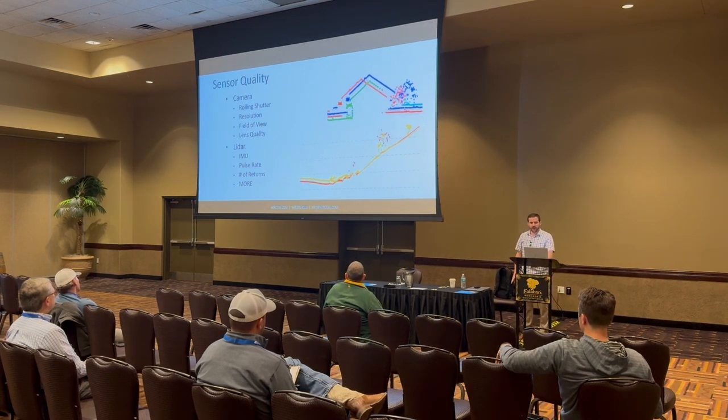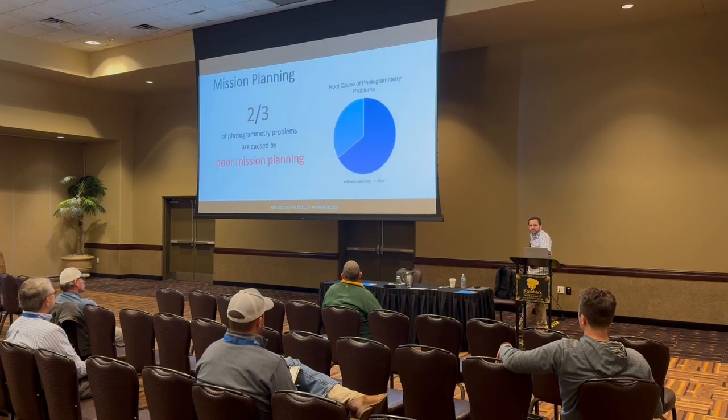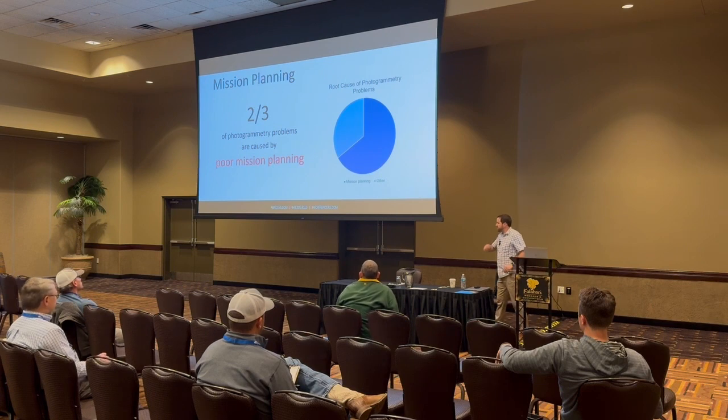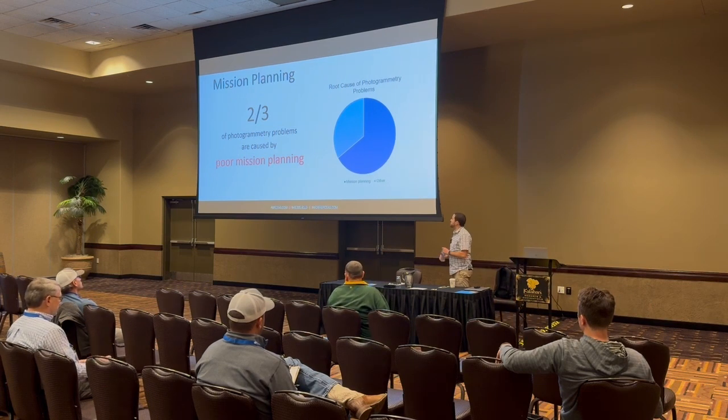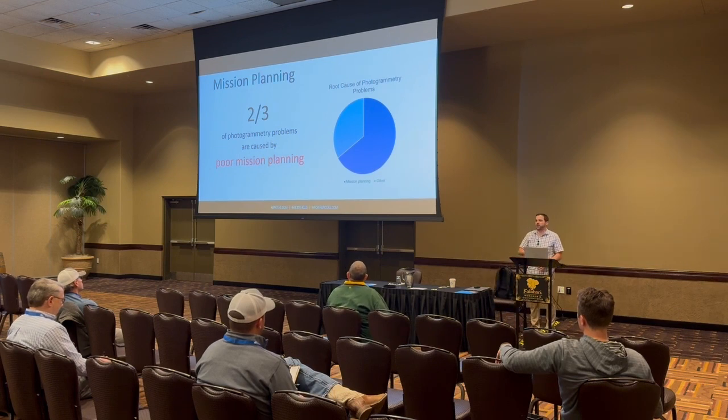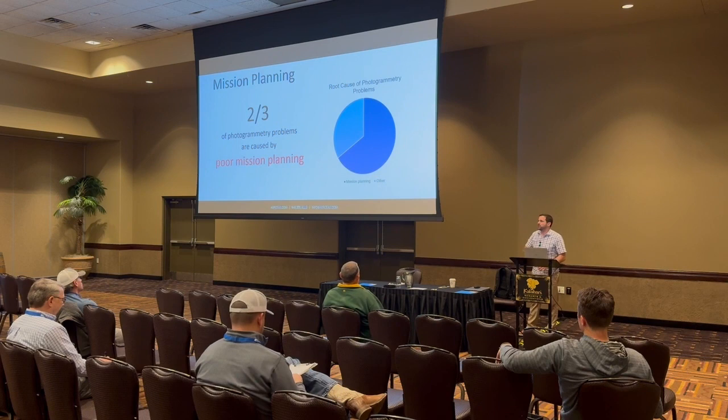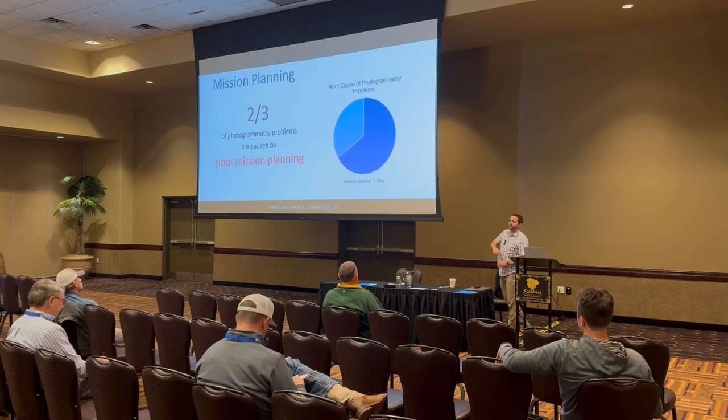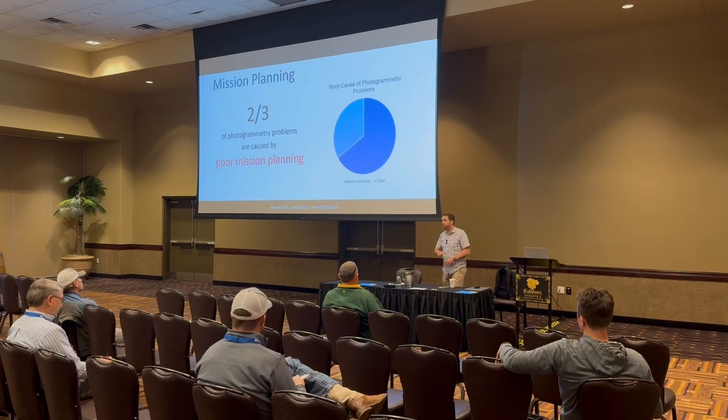All right, I will keep rolling into the next thing that really impacts accuracy, which is mission planning. And now we're back into some real world data. In our professional experience, about two-thirds of photogrammetry problems are caused by poor mission planning. You didn't fly the right overlap. You didn't fly the right altitude. You flew too close to the ground. You flew way too far away from the ground.